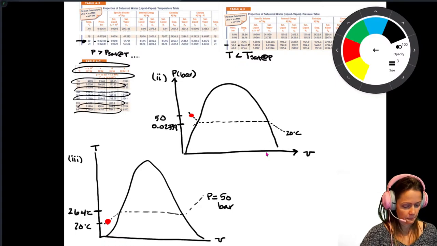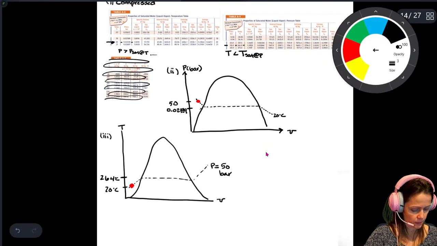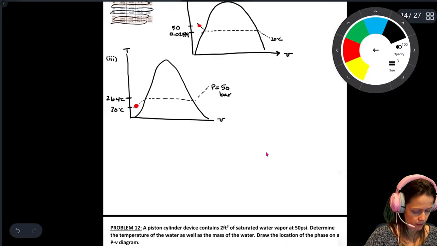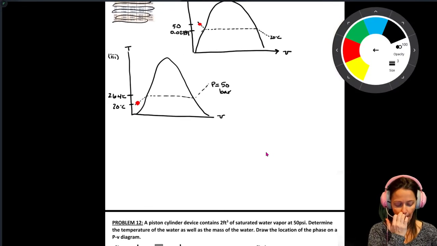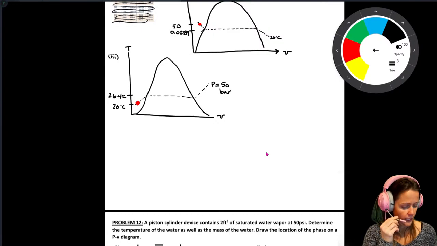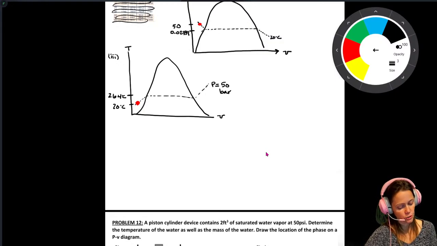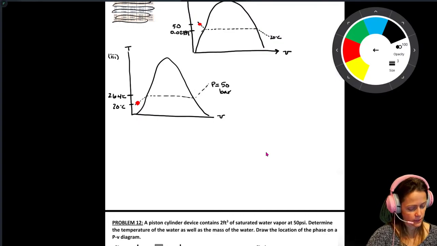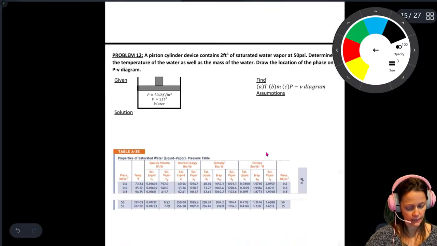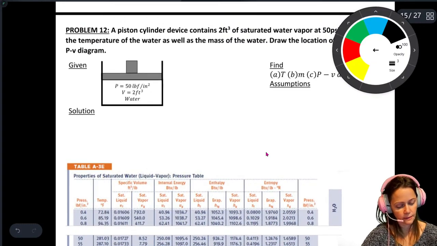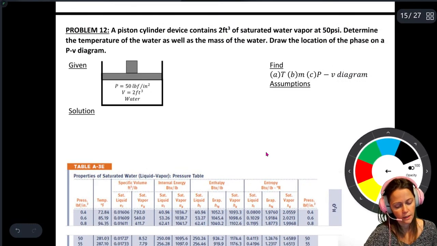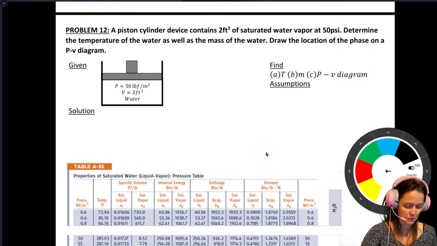Okay, so let's keep on going. The next problem, 12: a piston cylinder device contains 2 feet cubed of saturated water vapor at 50 PSI. And we want to know the temperature of the water as well as the mass. And we're going to draw it on a P-v diagram. So I've gone ahead and put my diagram here, put my givens. I've drawn a little piston cylinder.